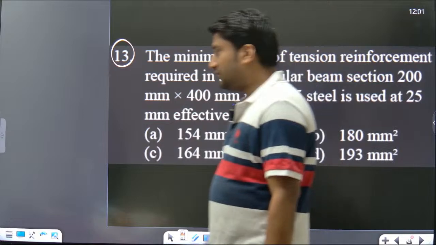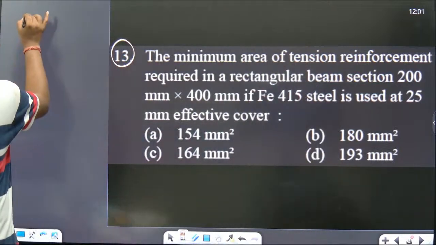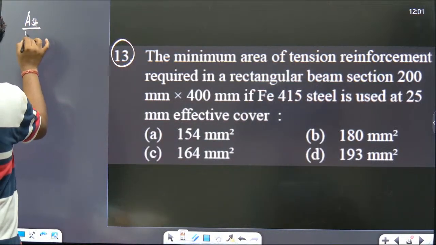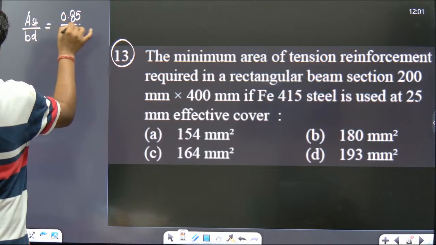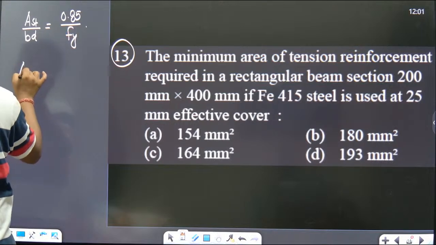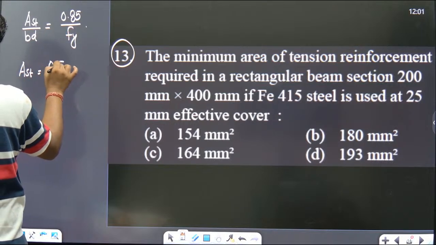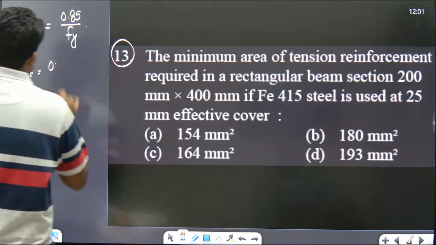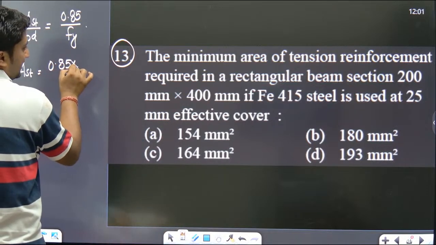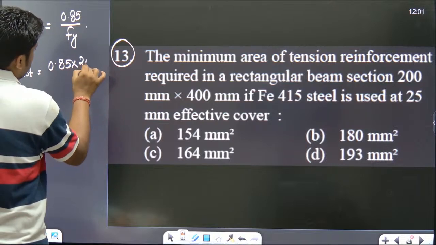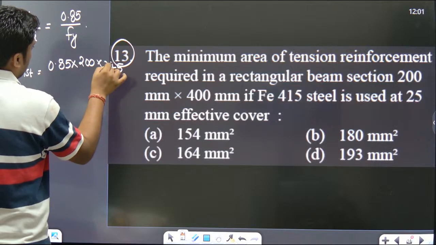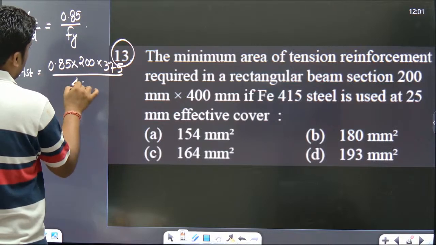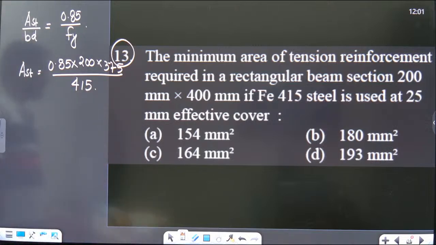Now, without calculator, you need to solve the question. The minimum area of tension reinforcement: Ast upon bd, where d is the effective depth, is equal to 0.85 upon fy. So 0.85 into bd. Width is 200 and the effective depth is 375, upon fy. What is the grade of the steel? 415. This is your answer.